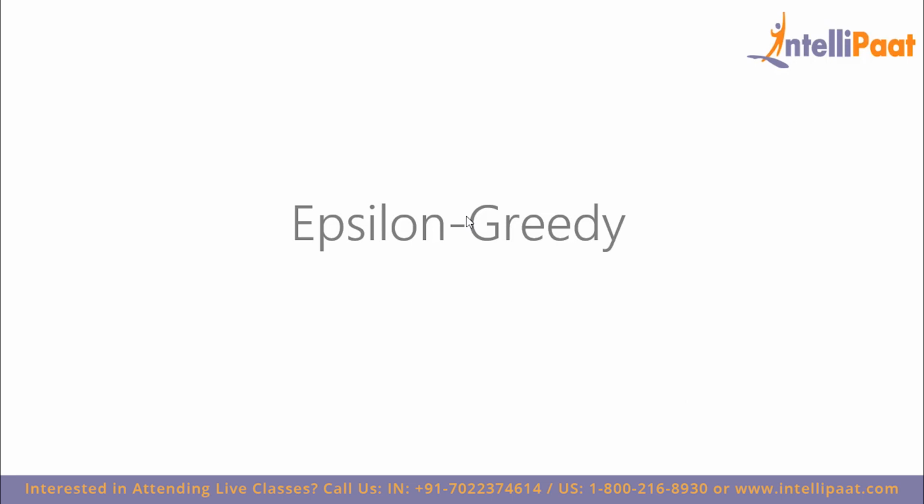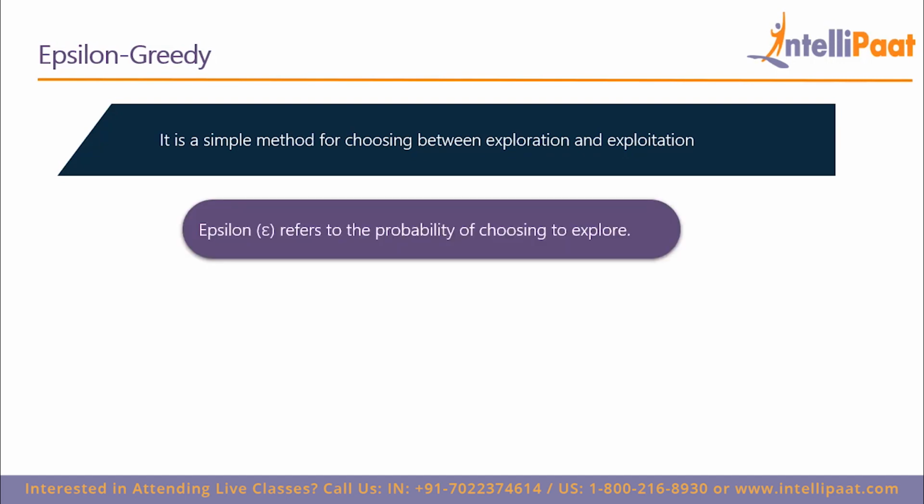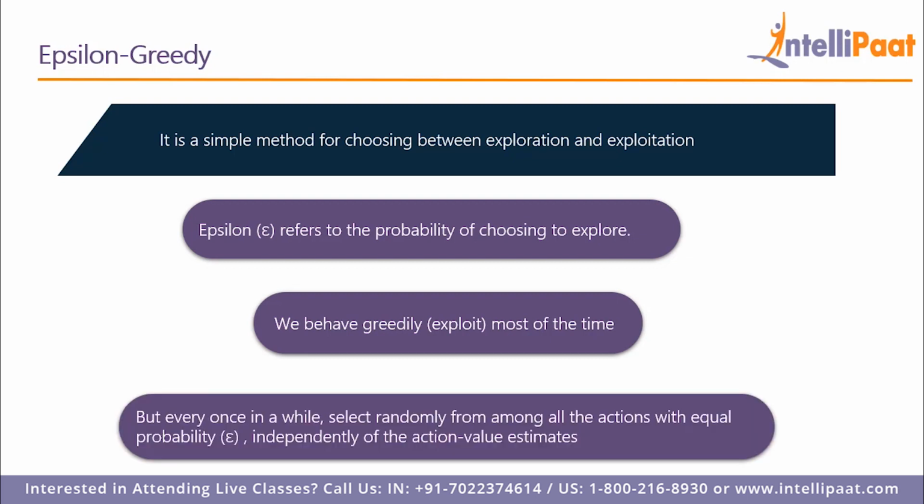In order to learn how to balance exploration and exploitation, let's discuss our first method, which is called Epsilon-Greedy. Epsilon-Greedy is a simple method to choose between exploration and exploitation. In Epsilon-Greedy, epsilon, which is typically a small number, refers to the probability of choosing to explore. So we mostly behave greedily by selecting the greedy actions. But once in a while, we'll choose an action randomly among all the actions with an equal probability, with probability epsilon, without considering the current action value estimates.